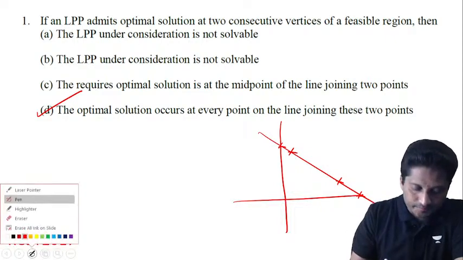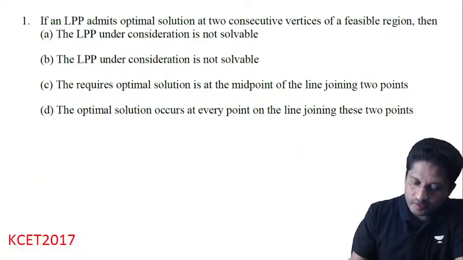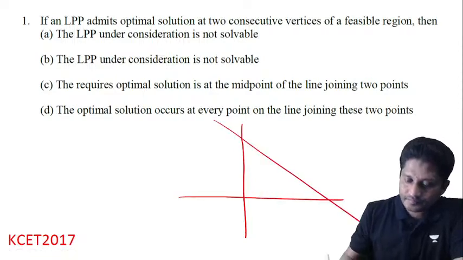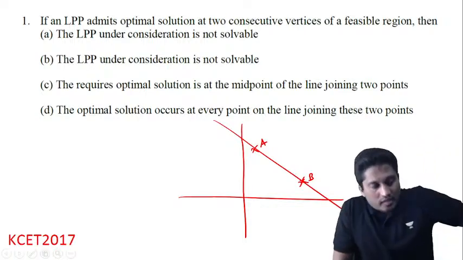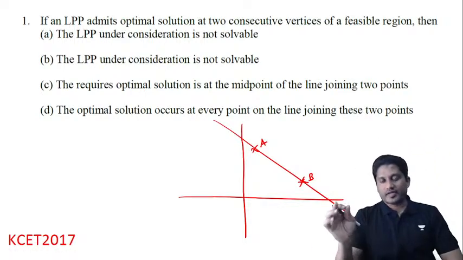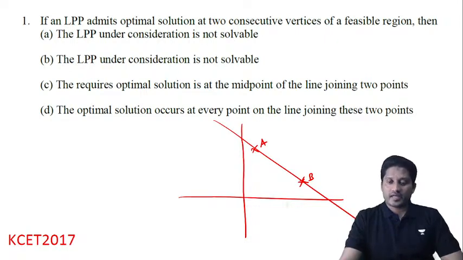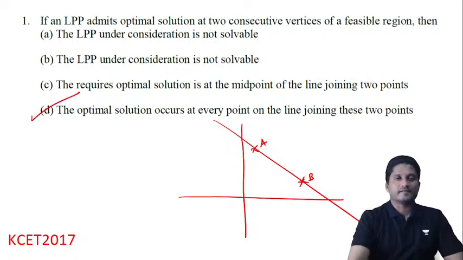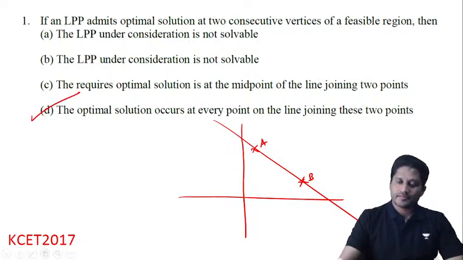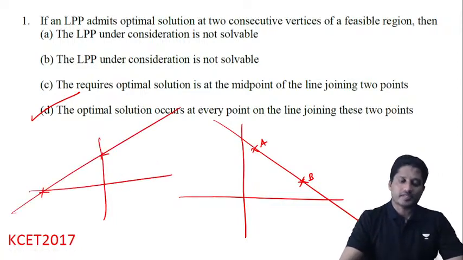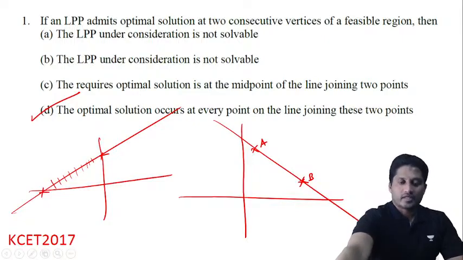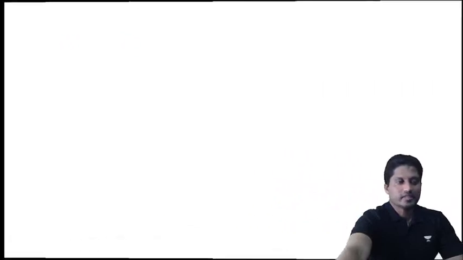I'll repeat once again. Let's say you get a maximum or minimum at two different points of a line. Let's say this is A, this is B. Optimal solution means maximum or minimum. If it occurs at two different points on a line, then it will occur at every point of the line. So the answer is option D. Standard result, guys. Similarly, if it occurs at two corner points, then obviously it is maximum or minimum at every point on this line. Right. So the answer is option D. Let's move to the next question.